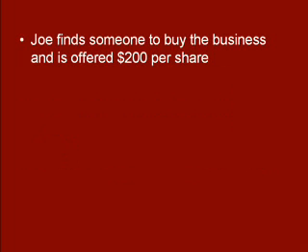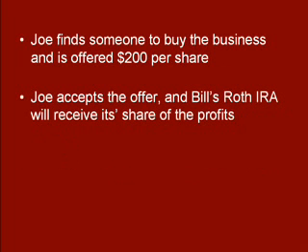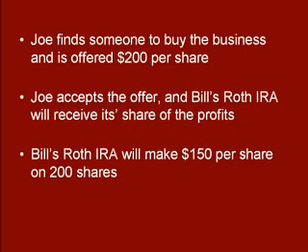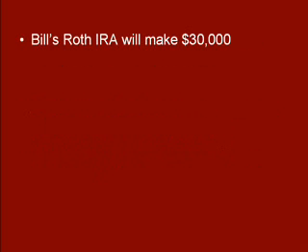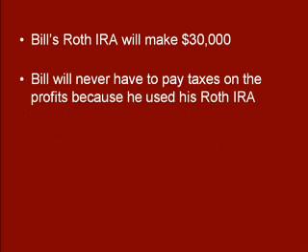Joe finds someone to buy the business and is offered $200 per share. Joe accepts the offer, and Bill's Roth IRA will receive its share of the profits. Bill's Roth IRA will make $150 per share on 200 shares. Remember, Bill bought the shares for $50 per share and is now selling for $200 per share, which is the $150 profit. Bill's Roth IRA will make $30,000.